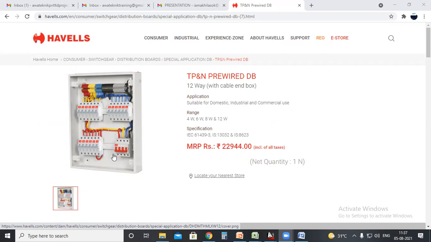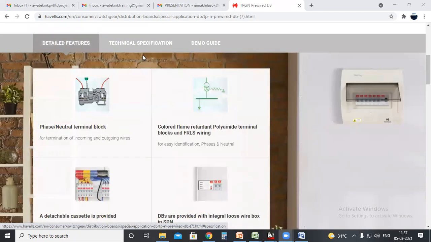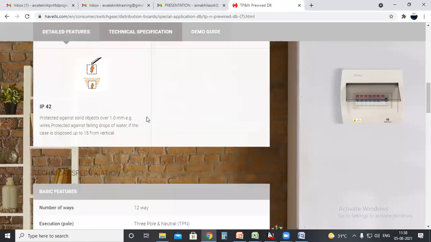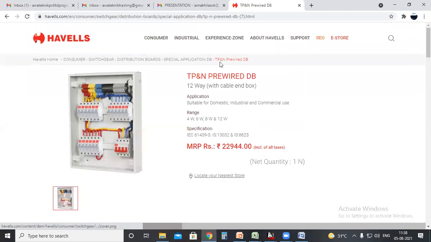We need to understand whether it is a 4-way incomer or 8-way, because I can see a space here, but we need to understand whether that space can be utilized for another 4-pole device. You need to check the detailed specification, then only you will get the 12-way. Whatever. So this is actually a pre-wired DB. It is coming under the special application. We'll go to the next one.